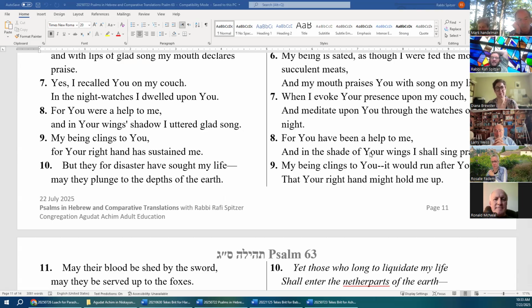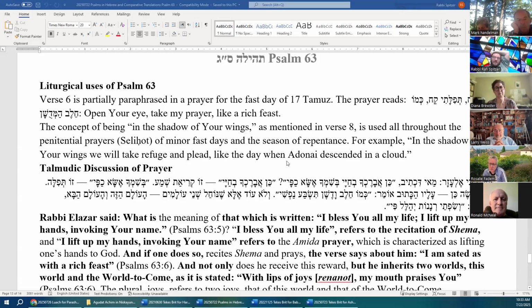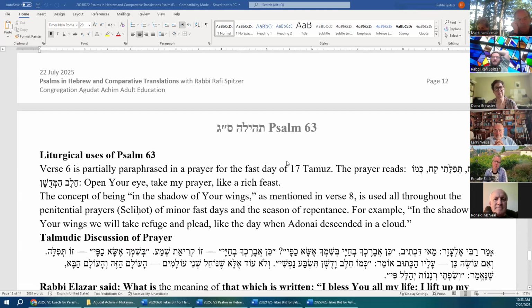So it's hard to say whether those usages are a paraphrase of this psalm or whether it just happens that this psalm has that same imagery that is picked up. But I figured why not bring it, because I think it's part of this. Now, one thing that's really interesting, I always look for liturgical uses. Like, how is this psalm used in our prayers?